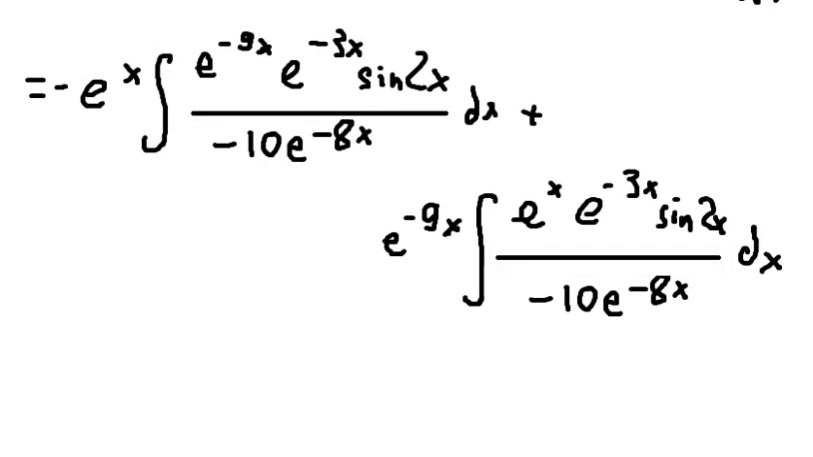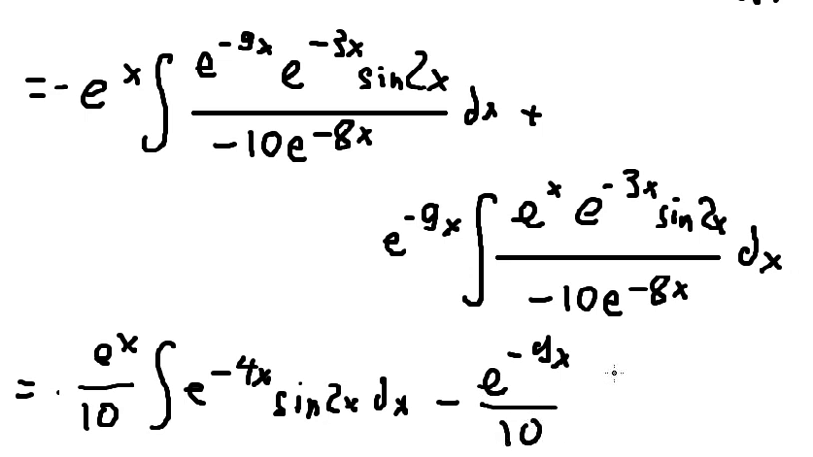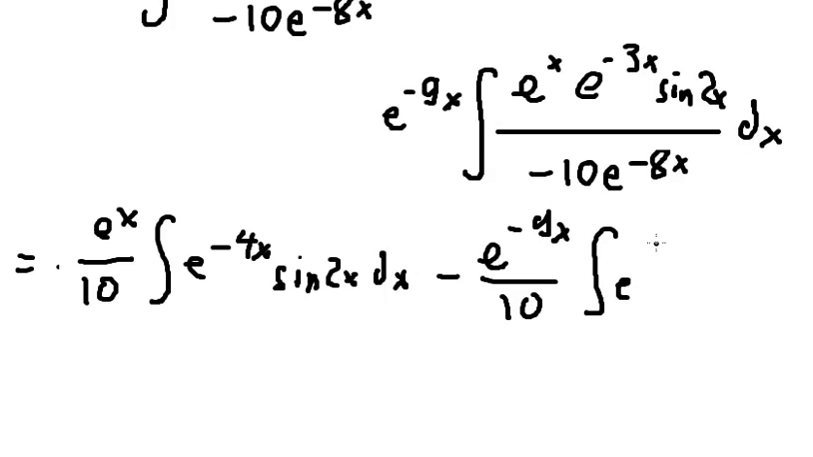Now if we simplify, we have it like this. So negative number 10 I will put outside, so we will have e to the power of s over number 10. This one we simplified and we have e to the power of negative 4s sine 2s. This one we have negative e to the power of negative 9s over number 10. This one we simplify and we have e to the power of 6s sine 2s ds.